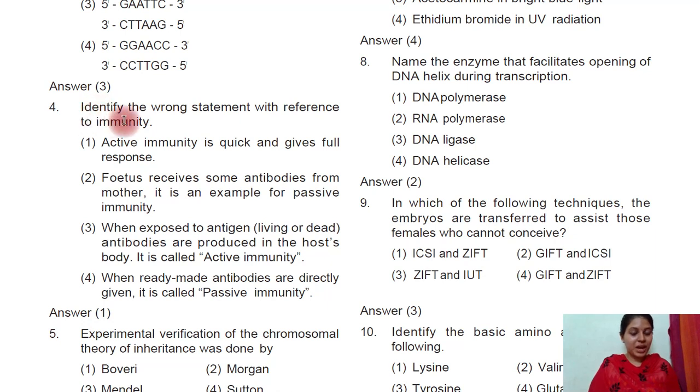Next question: identify the wrong statement with reference to immunity. They're asking for the wrong statement. All the other options are right, but look at this option: active immunity is quick and gives full response. Usually active immunity is created after the first attack of the pathogen, so it is not quick. The first time, the immunity is greatly affected, and only then does it start developing specific lymphocytes and specific antibodies against the antigen. So it is not quick the first time. So option 1 is the wrong one.